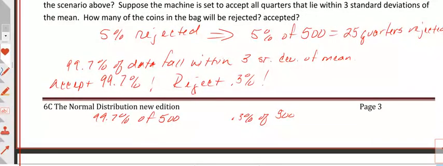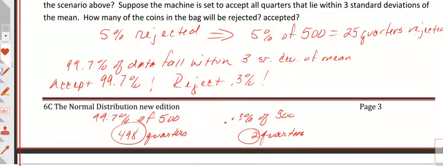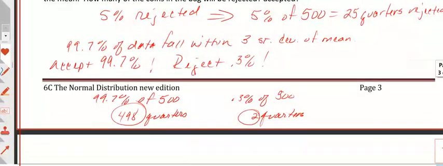Find your values. So 99.7% of 500 quarters would be 498.5 quarters, but I just rounded that to 498. We don't have half a quarter. And 0.3% of 500 quarters would give me 1.5 quarters. I raised that up to 2. The reason I didn't leave it at 1 is because my 498 plus my 2 has to be my total of 500. So that's using the 68, 95, 99.7 rule with the normal distribution.